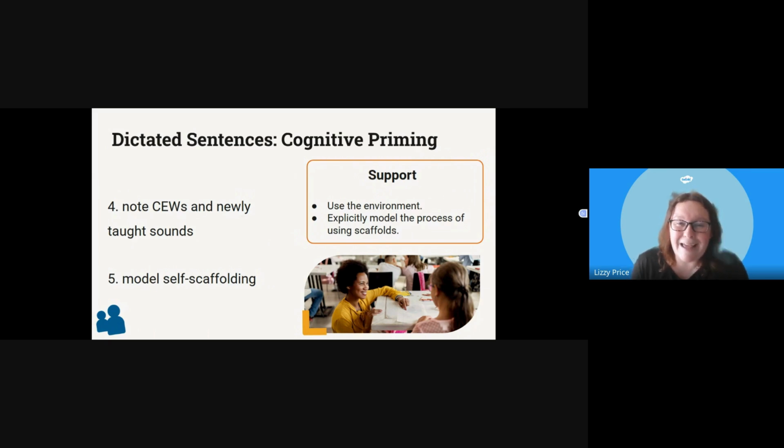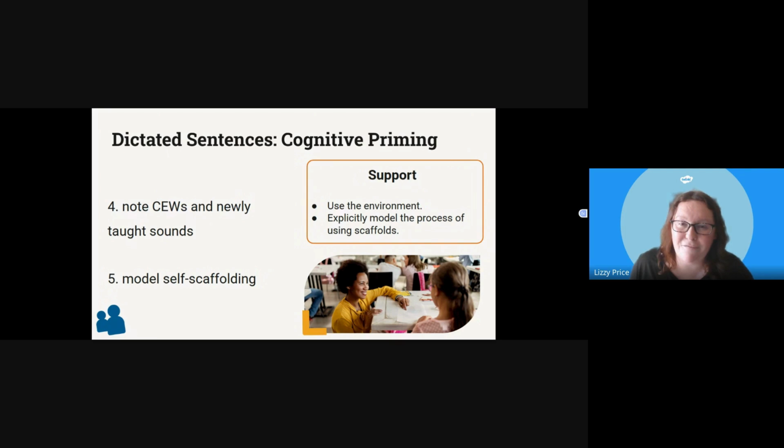Now then, let's look at this cognitive priming stage. In this stage of the process, we are preparing our learners' brains for writing. So number 4, we can preload or prime their brains to focus on those trickier parts of the sentence, like common exception words and sound patterns that have only recently been learned. This might also include priming them to remember punctuation if you teach year 1 or 2.